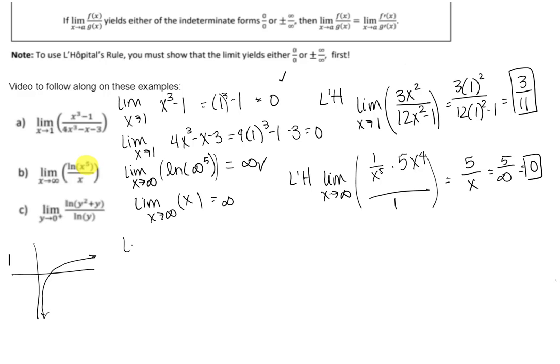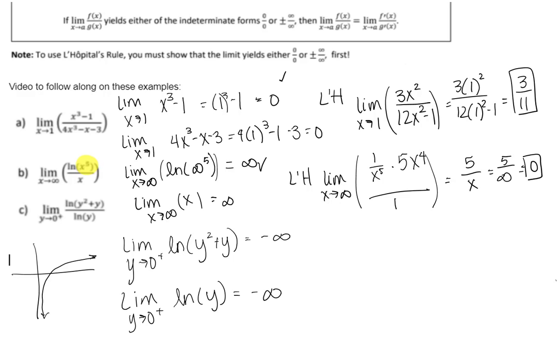So I can still say the limit as y approaches 0 from the right of the natural log of y squared plus y is going to be negative infinity. And the limit as y approaches 0 from the right of the natural log of y is also going to be negative infinity. So that's also that indeterminate form. So that's my first step that I need to show. Take the limit of both numerator and denominator, and then I need to write LH and actually differentiate both of those. So the limit as y approaches 0 from the right.